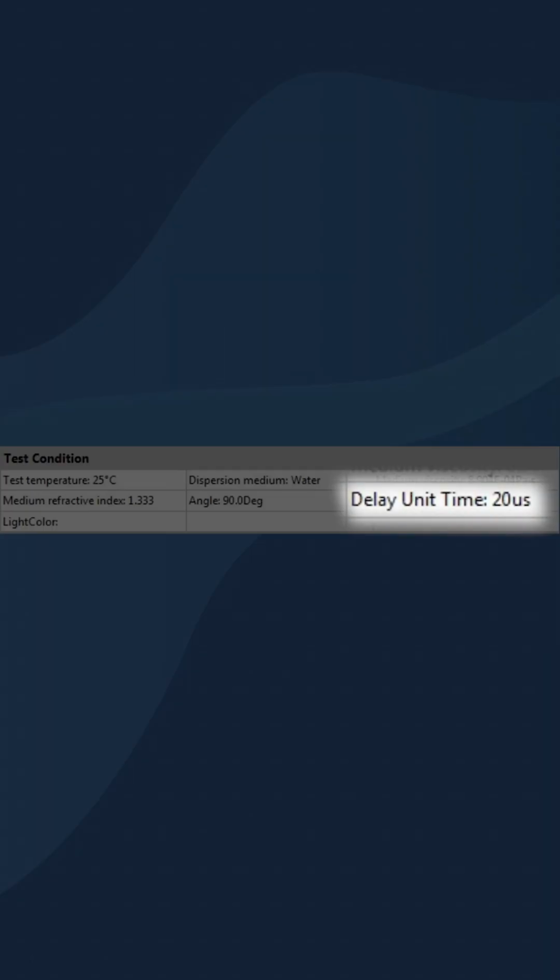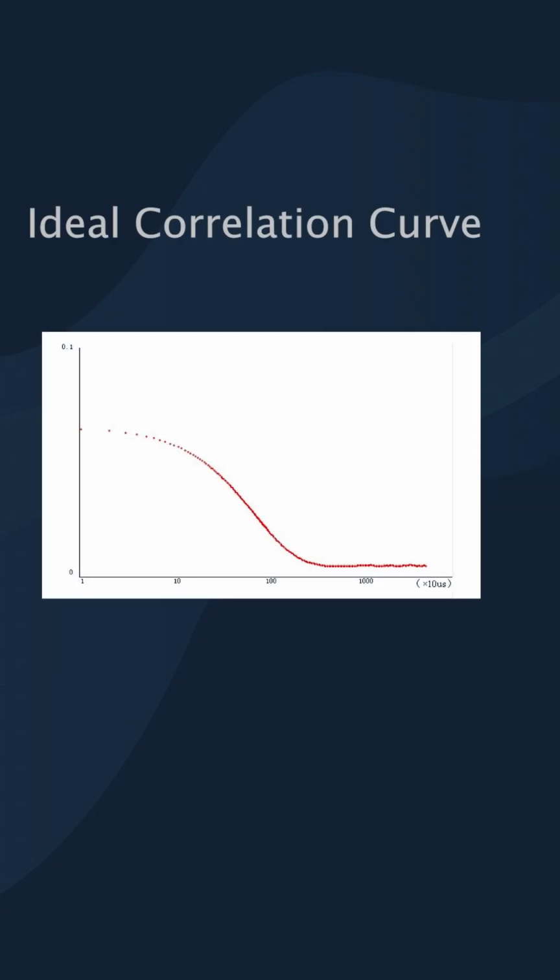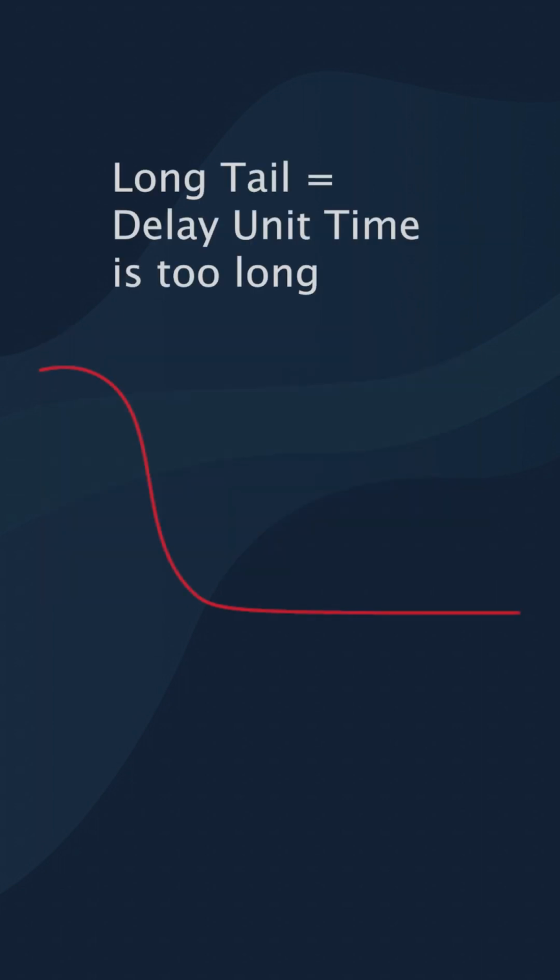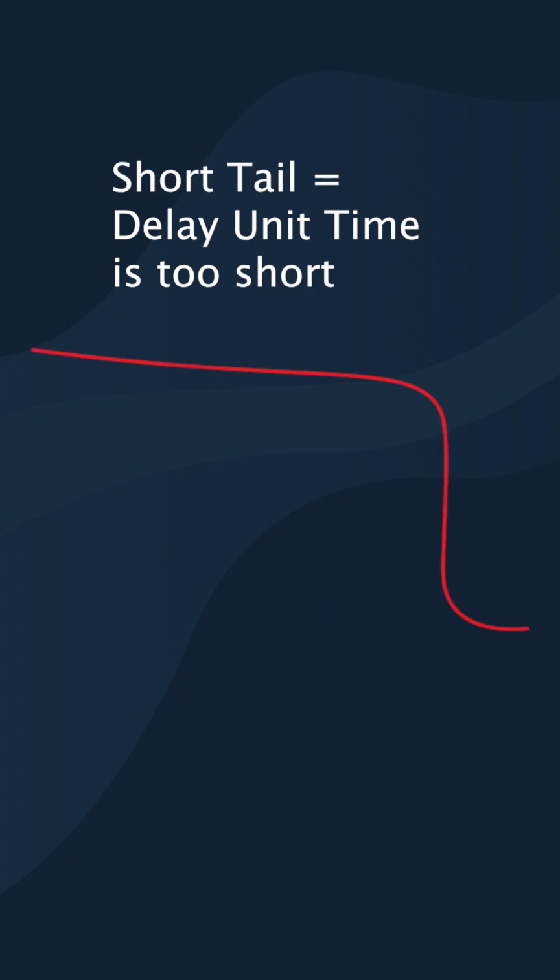The delay unit time is the length of time until the sample appears in the detection zone or sensor area. The ideal correlation curve is used to determine the correct delay unit time. A too long tail means the delay unit time is too long, while a too short tail means the delay unit time is too short. Shorter delay unit times are for smaller particles.